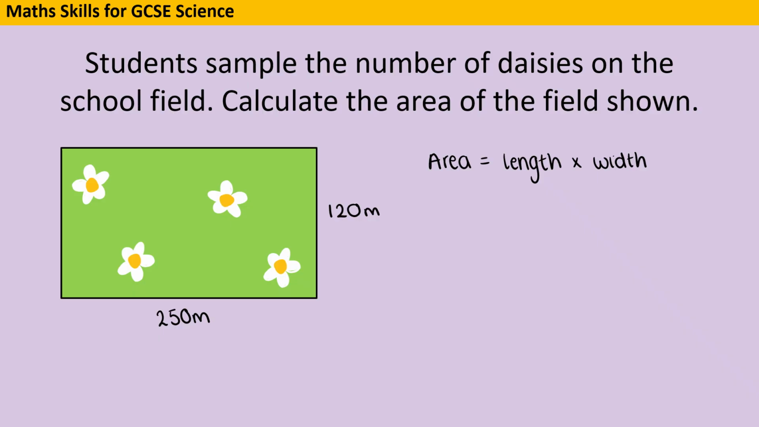So where might you meet this in the science exams? Well, one very common example is in ecology type questions where you're looking at sampling a particular area, and we need to know, for instance, what the area of a field would be. So here we're trying to calculate the area of a field that is 250 by 120 metres, so we would multiply those two numbers together. And because they are both in metres, that means that our units are going to be in metres squared.